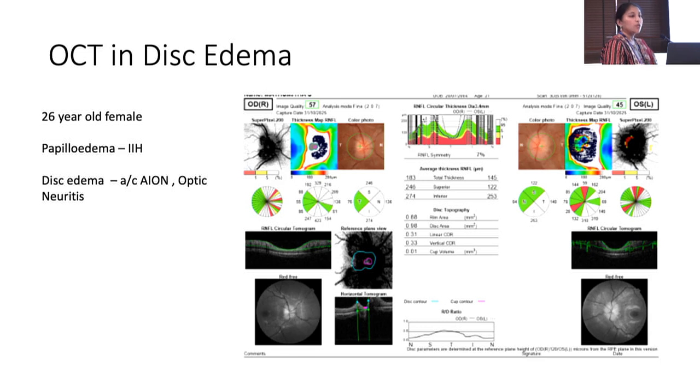Okay. So this is just a word about disc edema, because we said all these optic atrophies result after a certain time after these optic neuropathies. Initially, they will have the picture of a disc edema. So this is a case of a 26-year-old female who presented with a headache and was found to have bilateral disc edema. She was later on diagnosed to have idiopathic intracranial hypertension. So in this picture, you can see all the parameters are supranormal. The OCT parameters are all white in color because of the increased thickness of the RNFL.